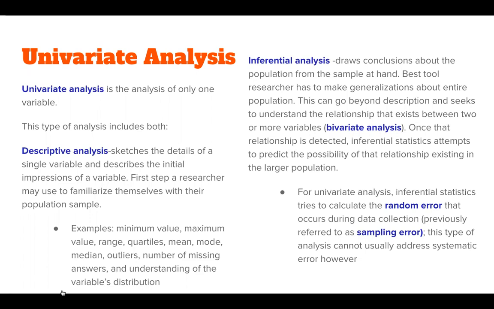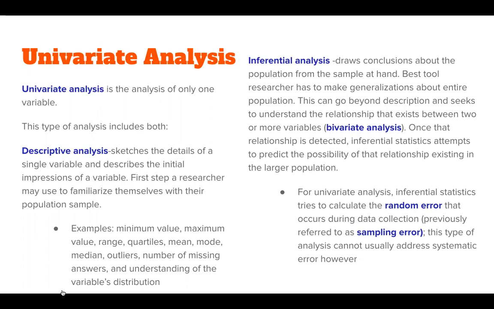So if you had a questionnaire with 50 questions, that means you have 50 variables. And for each variable, you can engage in this univariate descriptive analysis that will tell you about the range of answers to that one question, to that one variable.